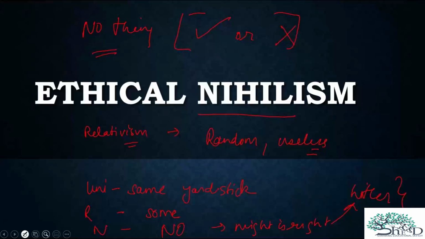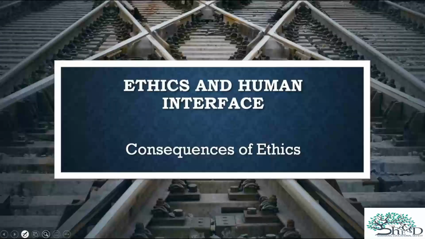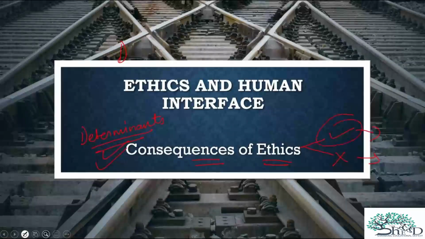Let's move on to the next part, which is the consequences of ethics. Basically, till now we saw the determinants, what basically leads to the formation of ethics. We'll see many questions on the topic. We will have answer writing. Don't worry about that. But for now, let's see consequences, that is, what happens if ethics are followed and not followed. What are the results?